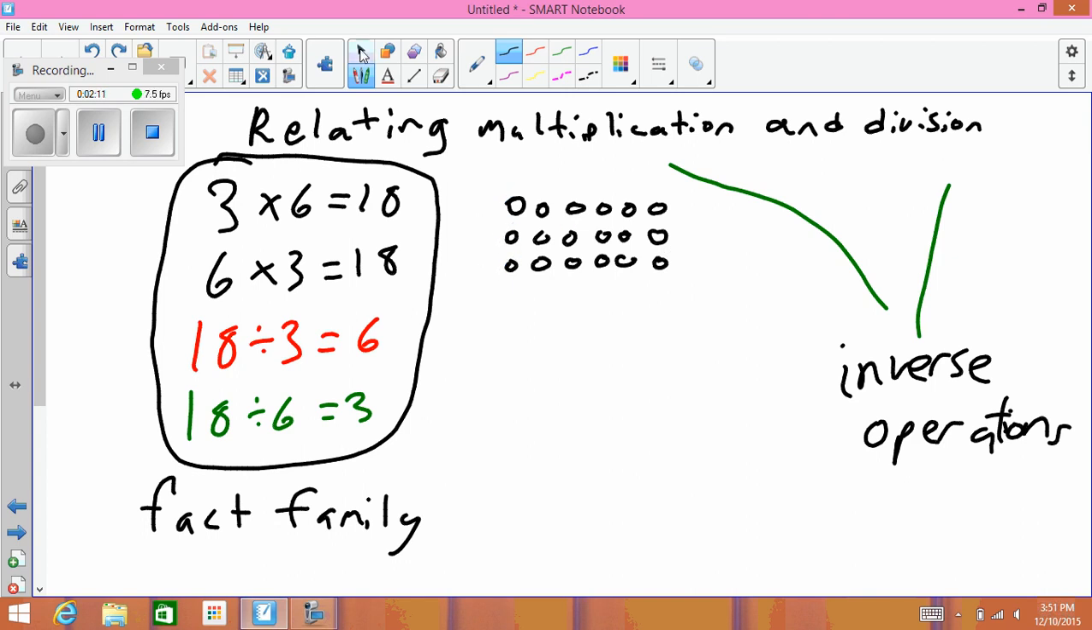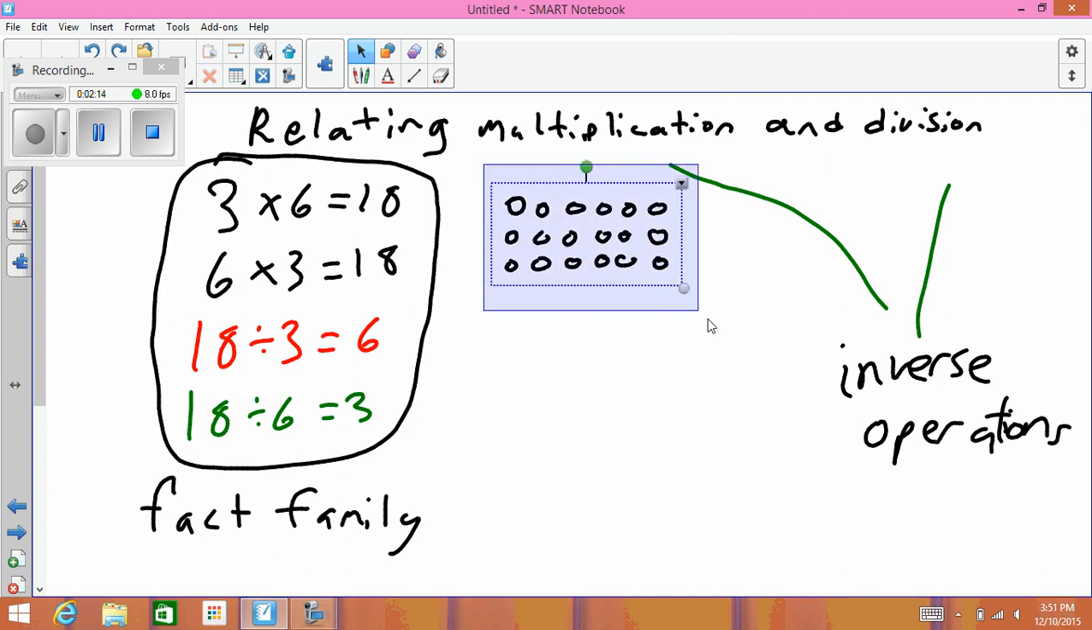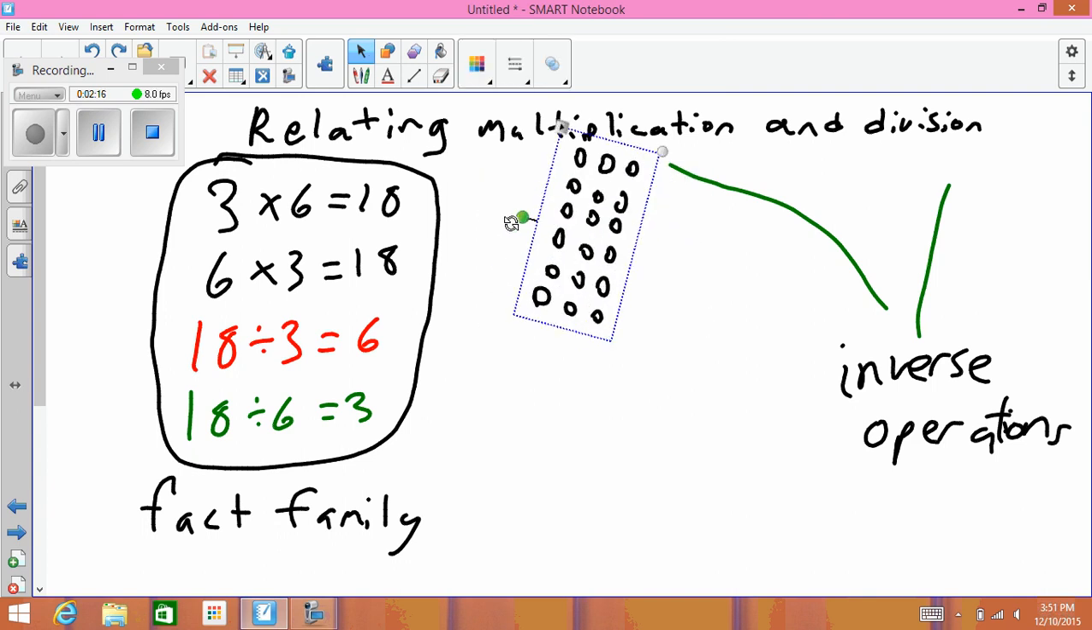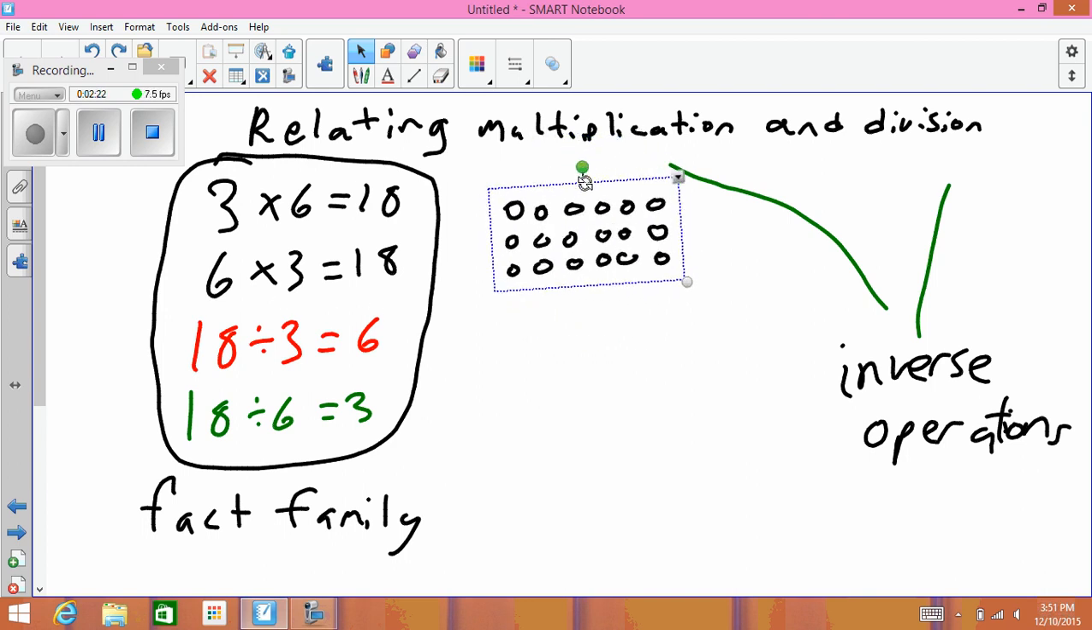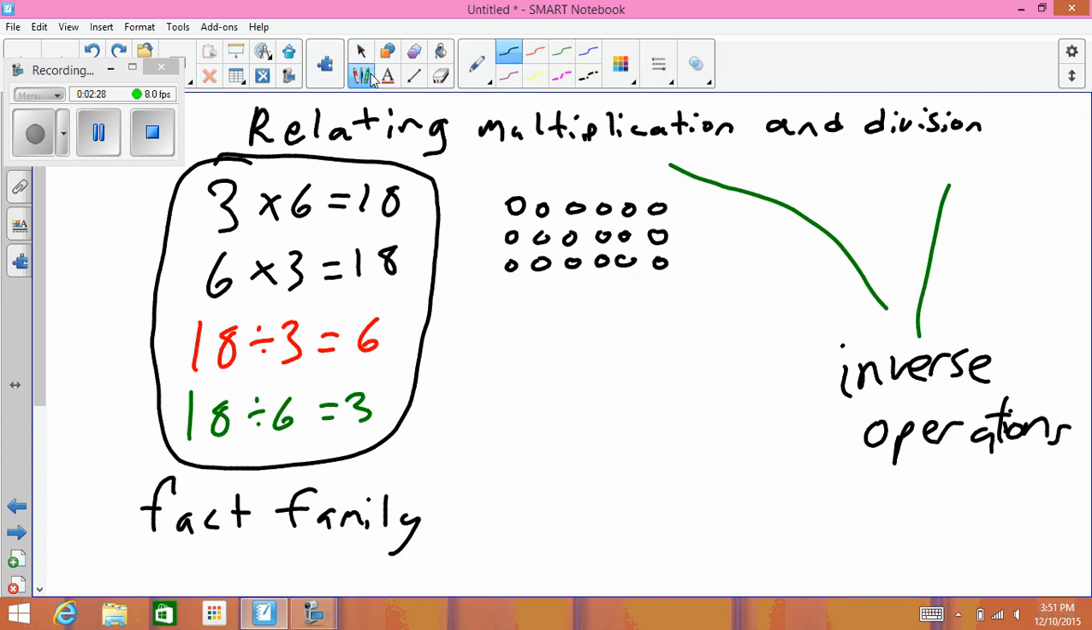Okay, now as we know from our previous discussion, if I take this array and rotate it, that models my second fact family of 6 times 3 equals 18. So 6 groups of 3. But I'm going to model the process of division just using this first array here, because according to the commutative property, this array can represent both of these problems, this one and this one.